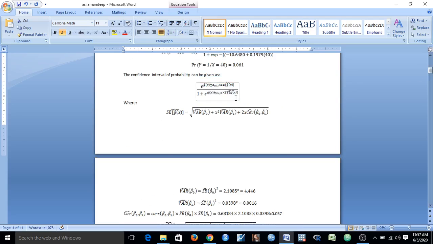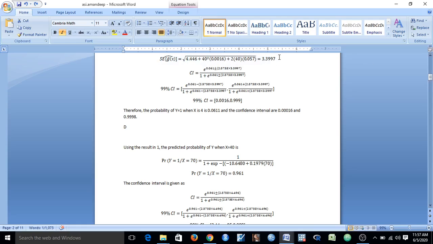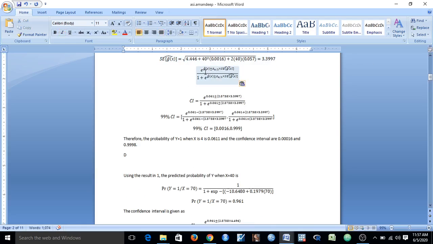Let me copy it here. So we have exponential of gx. Our estimated gx is what? The probability we estimated, that's 0.061, then plus or minus our z alpha over 2, that's 2.5758. You can see that in a normal distribution table. And then the standard error we calculated is 3.397. Then all over 1 plus exponential of gx plus or minus as above.